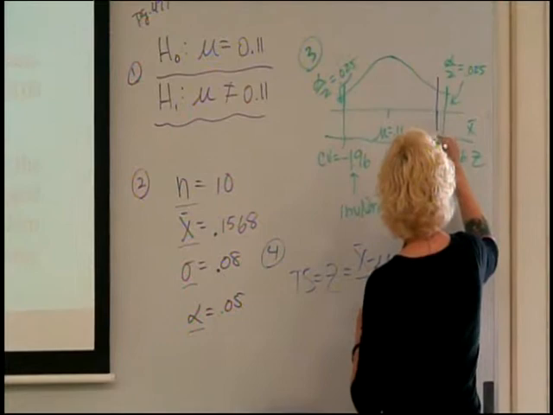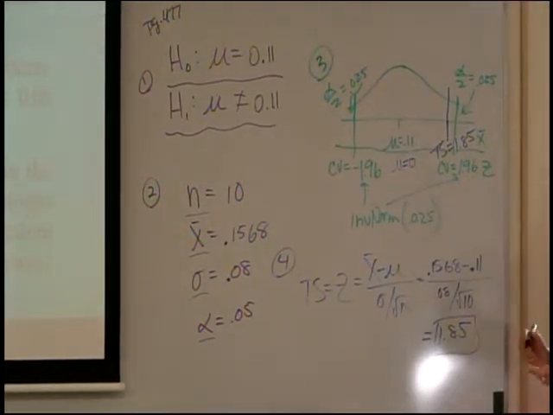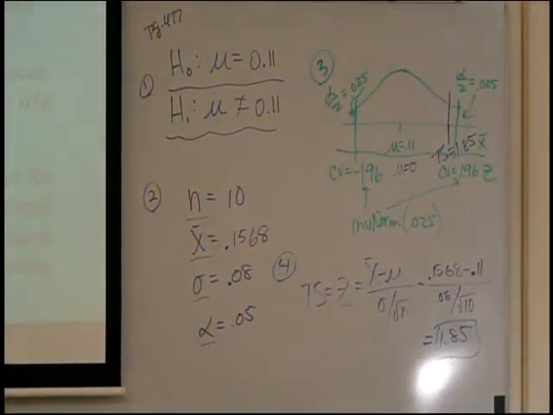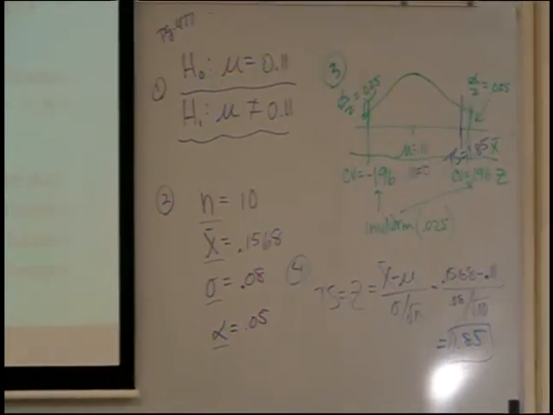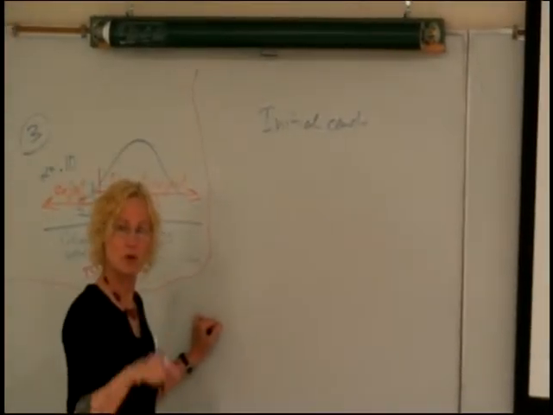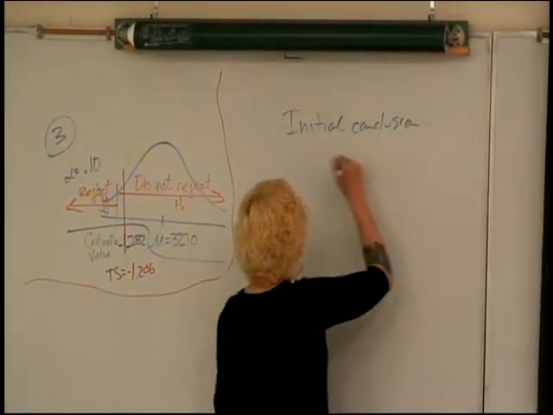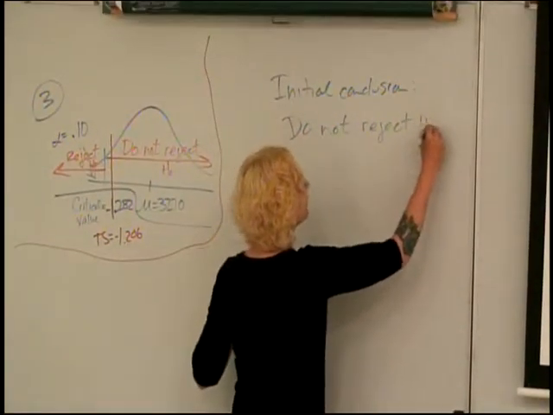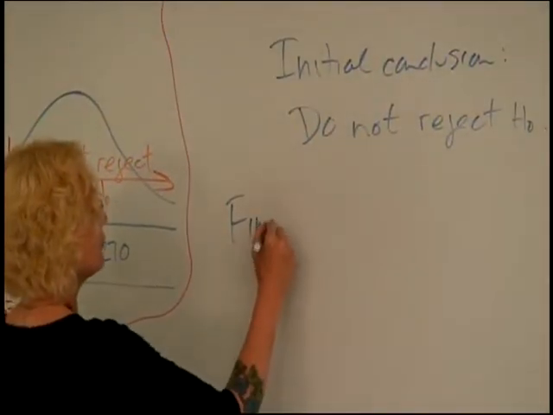So here's our test statistic of 1.85, and our initial conclusion is going to be what? Do not reject. And you never reject or do not reject H1. It's always in terms of H0. Do not reject H0. And then let's go back to our question. Is it up here? Oh yeah, it is. What are you going to write for your final conclusion?